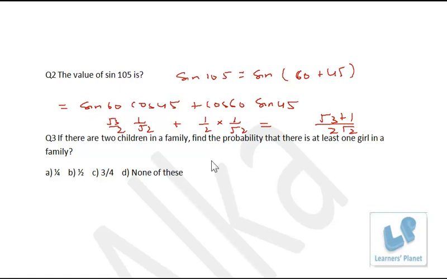Similarly, suppose you have to find the value of sine 15. Instead of 60 plus 45, you can use 60 minus 45, which is 15. In that case, sine (A minus B) will be sine A cos B minus cos A sine B. So over here it will be the same, with the plus sign replaced by a minus sign. This way you can calculate the value of sine 15 as well.